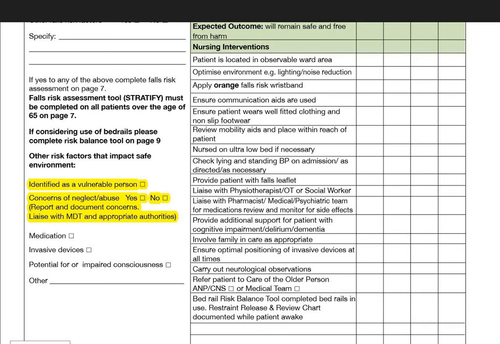Please note that the bed rail risk assessment tool does not need to be completed for patients who are on a trolley, are being transferred in between departments, or are in the immediate post-anaesthetic phase. In those cases, we have to use bed rails. We don't need to do the risk balance assessment for those patients.